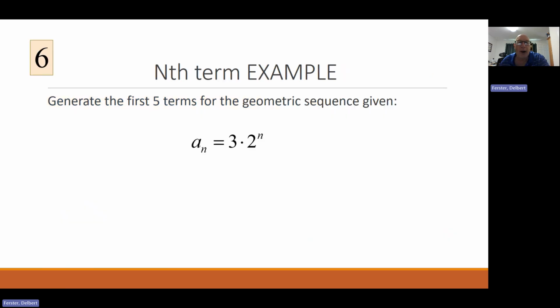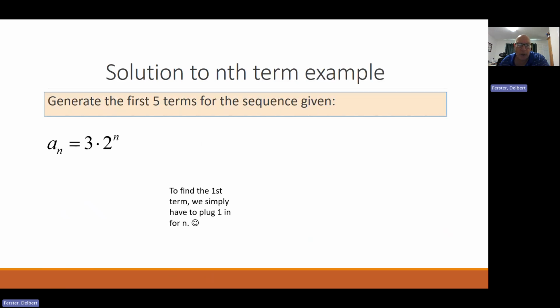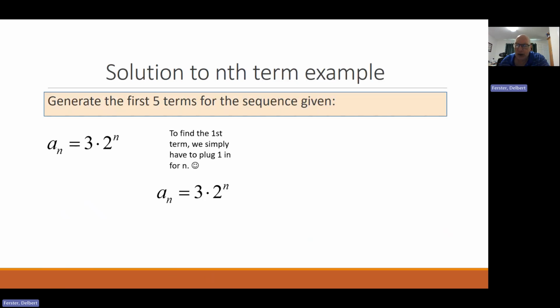All right, here's an nth term. We've contrasted previous recursion to nth term. It's very similar in terms of geometric versus arithmetic. If you want the first term, you put in 1 for n. If you want the second term, you put in 2 for n. So if we work through this, plugging in 1 should get us the first term. 2 to the first is 2, times 3 makes the first term 6.